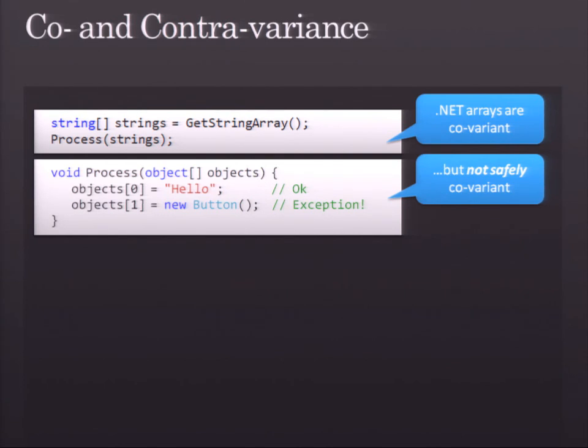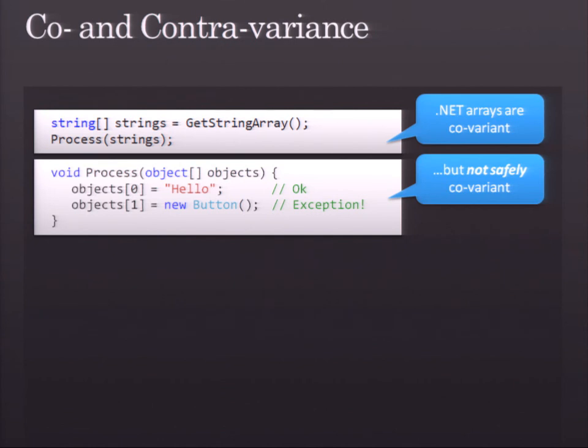Let's say my process method here does the following. In element 0, it stuffs the string hello, and that's all dandy. But in element 1, it news up a button and puts it there, and boom, things go wrong. And this is because we have defeated safety, and I'll talk about why it's not safe, or the underlying reasons.